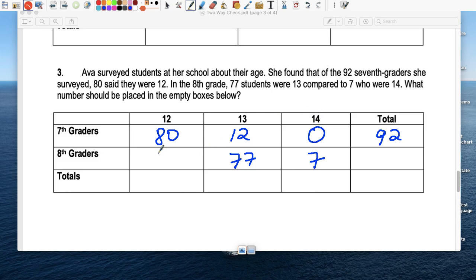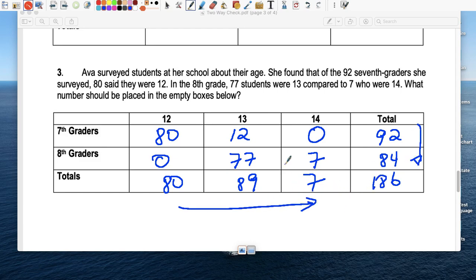And how many are 12? 0. Okay, now can we add up all the boxes? Yes. This would be 0, this would be 89, this would be 7, so now we can add across. This is 84, and this is 186. And again, add this up, and add that up.